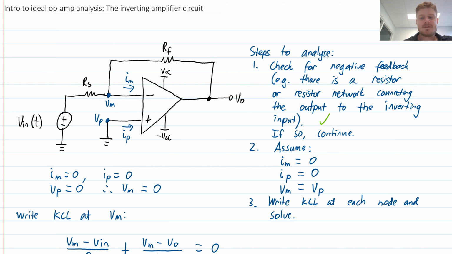Then, once we have that feedback path, we assume no current enters the op-amp terminals, and we assume that the voltage at those terminals is equal. And from there, it's pretty much routine circuit analysis, and you can then solve for the expression for the output voltage, which is usually the thing that we're trying to find. So we usually want to know what will be the output voltage as a function of the input voltage. And that's your op amp circuit.